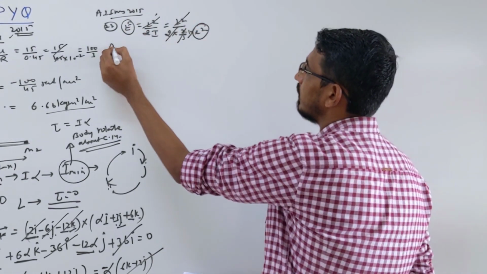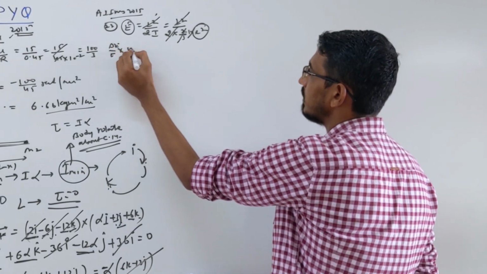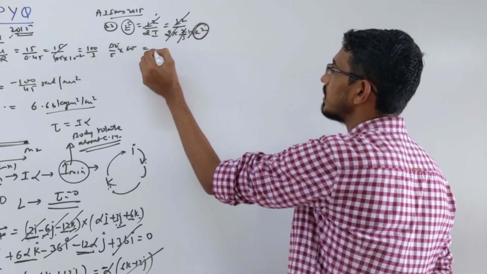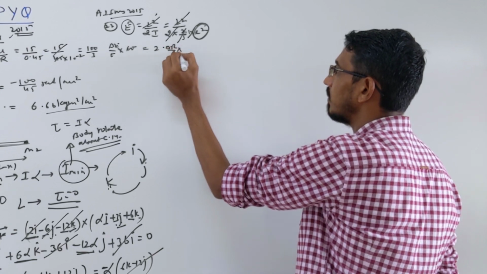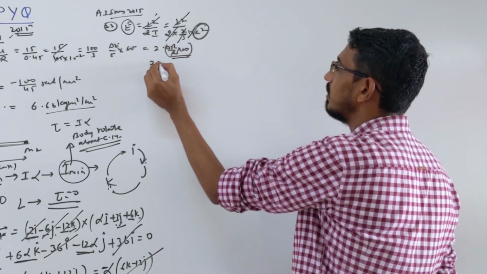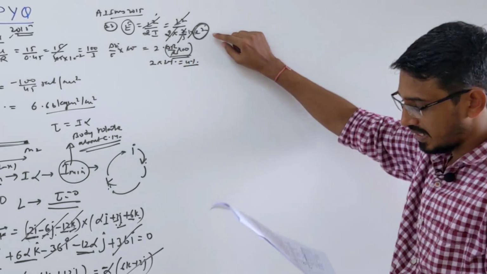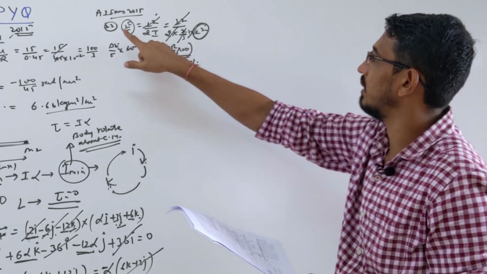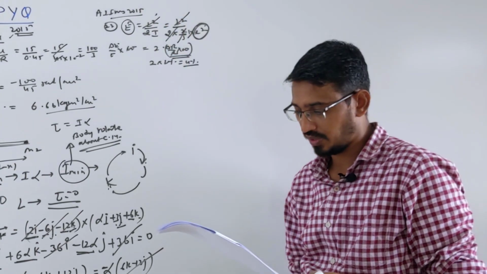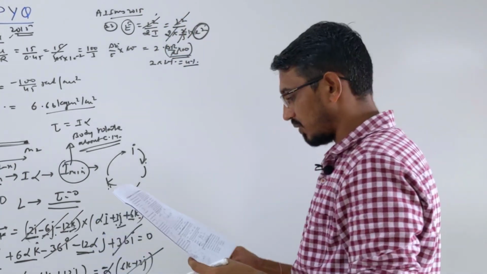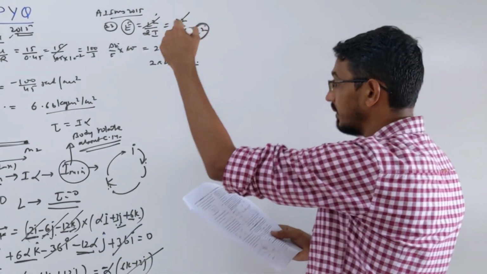So writing the error, del E by E. Directly also you can answer if you understood this concept. R square means 2 times del R by R into 100. This is given as 2%. So the answer becomes 4%. And the radius decreases, so your energy should increase by 4%. But they gave only one option, just 4%. So what is the answer? Third option is the correct answer here.